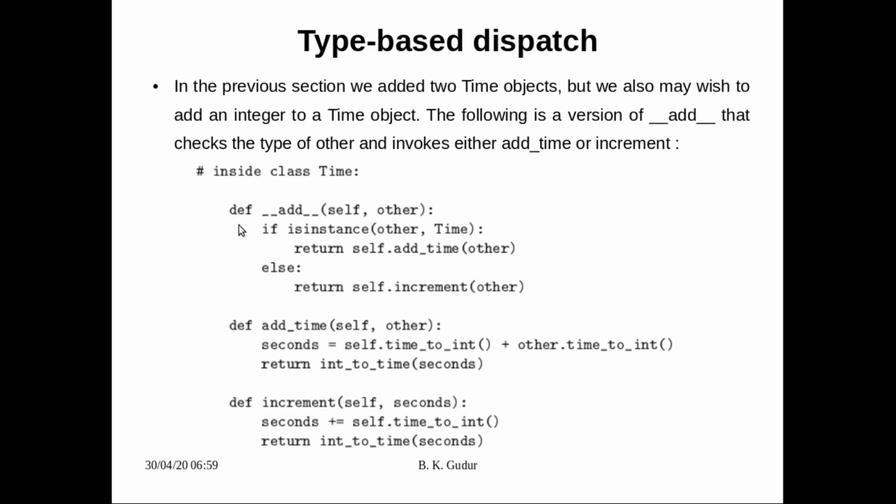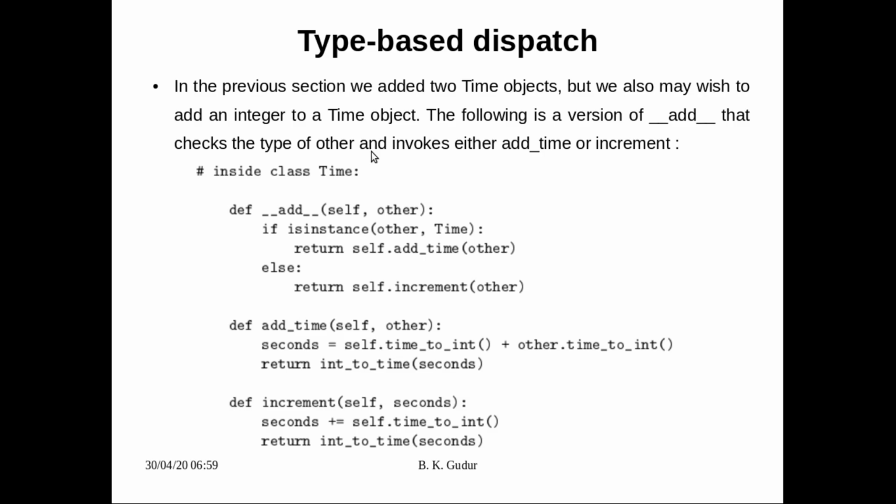So with this I'm going to discuss one more new concept called type based dispatch. In the previous section we added two time objects, t1 and t2, but we may also wish to add an integer to a time object. Remember, when we used the plus operator, we added t1 and t2, and both were time objects. But I want to add t1 plus some seconds, where seconds will be an integer. The following is an __add__ method that checks the type of other.